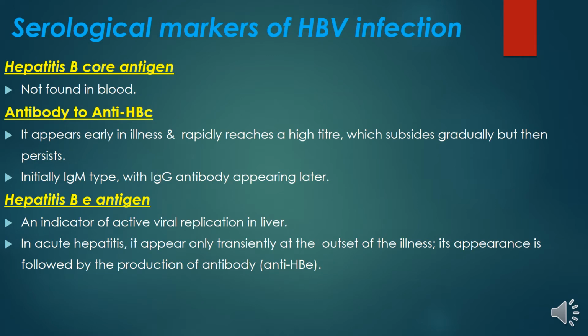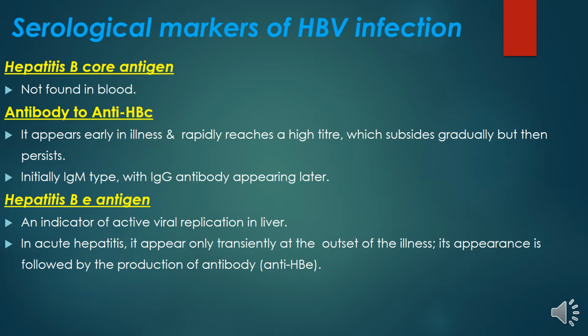Hepatitis B core antigen is not found in the blood, but anti-hepatitis B core antibodies appear early in illness and rapidly reach a higher titer, which subsides gradually but then persists. Initially it is IgM type, with IgG antibody appearing later.